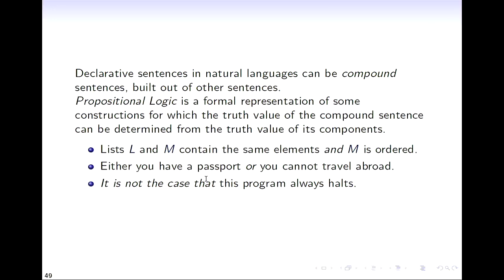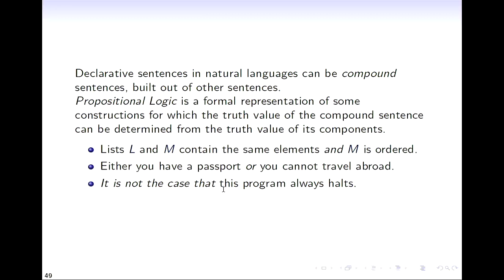For instance, "lists L and M contain the same elements" is one part of the statement, and we say that "list M is ordered." If the individual parts of this claim are true, then we know that this, as we call it, conjunction, both conditions together, is true. We can also say something like, "either you have a passport or you cannot travel abroad." This would be a statement that uses the so-called disjunction. Either the first part is true or the second part of the statement is true, or maybe both are true.